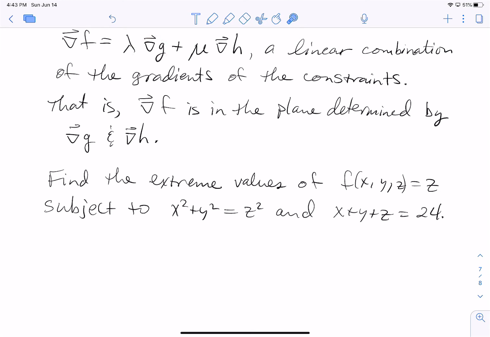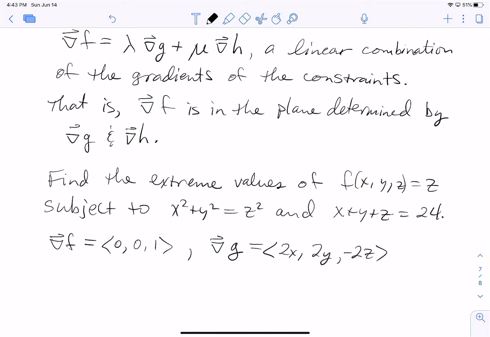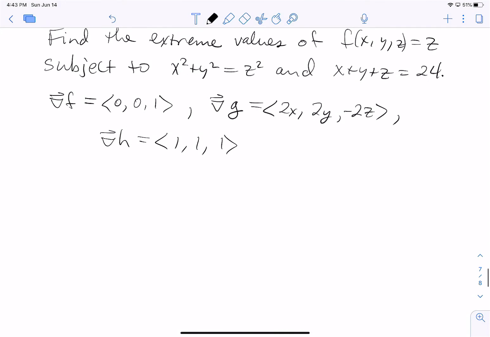As before, we need our gradient vectors. Del f is equal to 0, 0, 1. Del g, we'll say g is related to the first equation, and del g is going to be 2x, 2y, negative 2z, imagining that we've gotten everything on one side and set it equal to 0. Del h is equal to 1, 1, 1. Our gradient equation is going to be del f is equal to lambda del g plus mu del h.